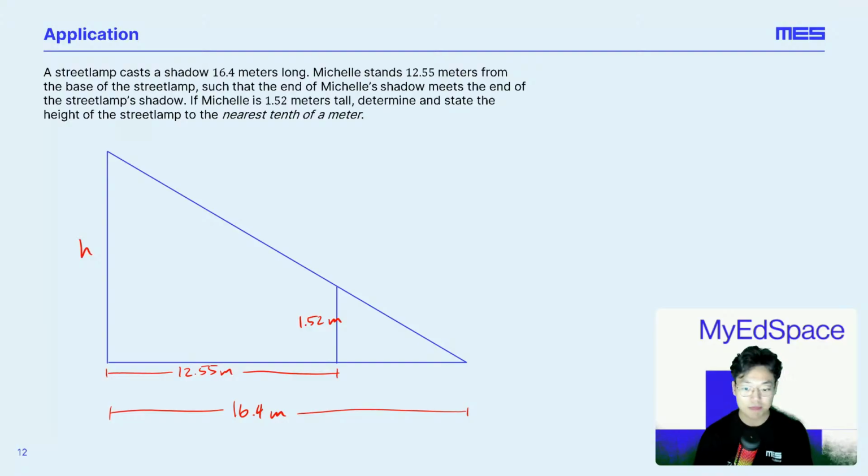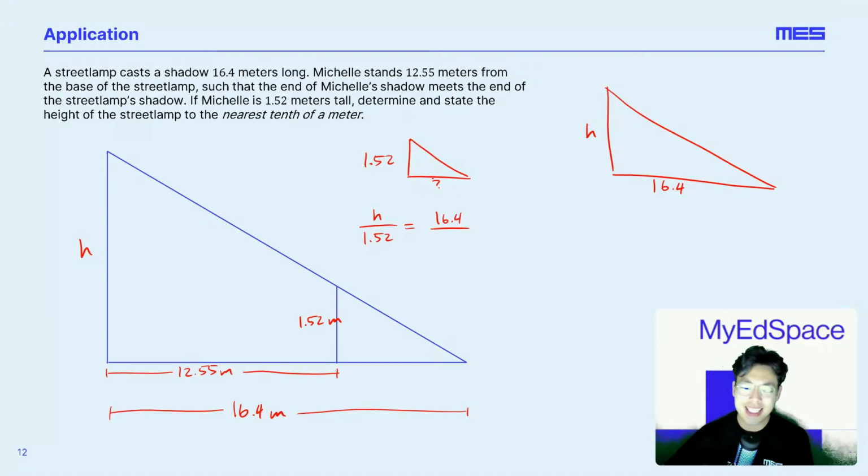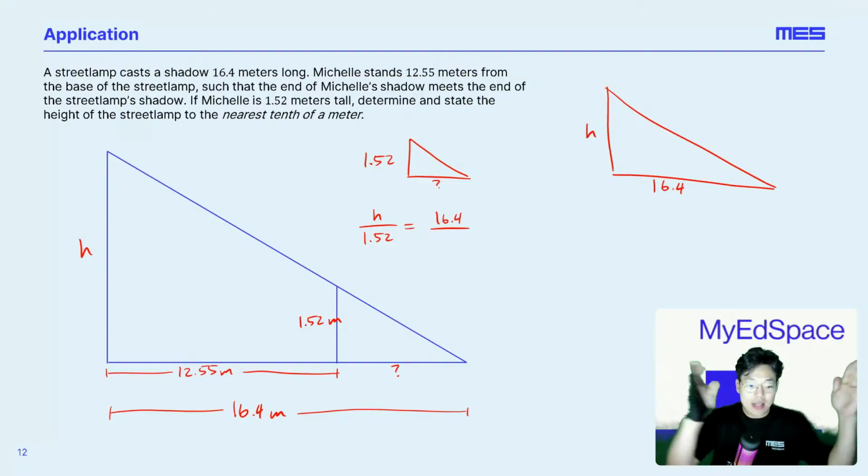Let's take a look. We have this smaller triangle, and we have this bigger triangle. Now, in the smaller triangle, we have 1.52. And in the bigger triangle, we want to solve for h. So we already have one of the proportions set up, right? We already have h over 1.52 is going to equal something. Now, we know that this is 16.4 meters. So I know h is to 1.52 as 16.4 is to this length right here. What is this question mark? That's this right here. Well, we have the entire length on the bottom, and then we have a smaller length.